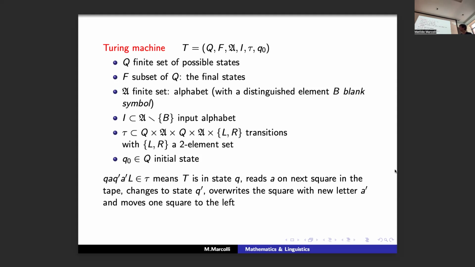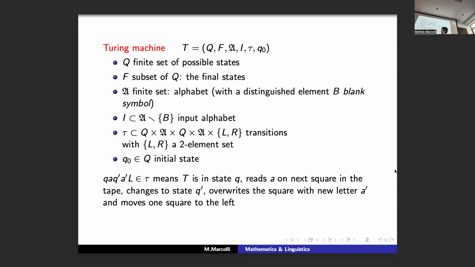You can define them again by having a certain finite set of possible states, some of which are labeled as final, and a certain finite set, which is the alphabet of your tape, of which you now want to include a distinguished element, which is a blank symbol. Your input alphabet is the actual alphabet, which does not include the blank symbol. And the transition now has the two states that you go from and to, a letter that you read and a letter that you write, and some movement that you can do on the tape. And then you initialize to some initial state.